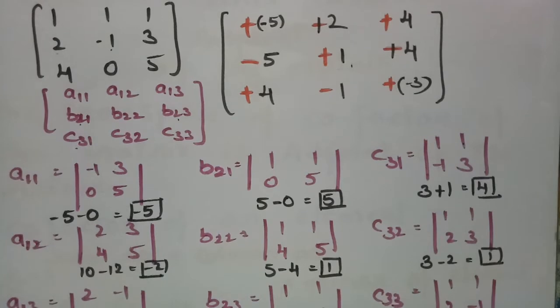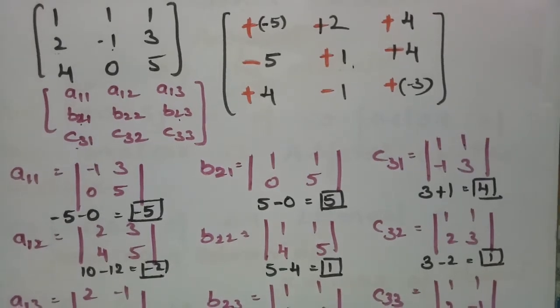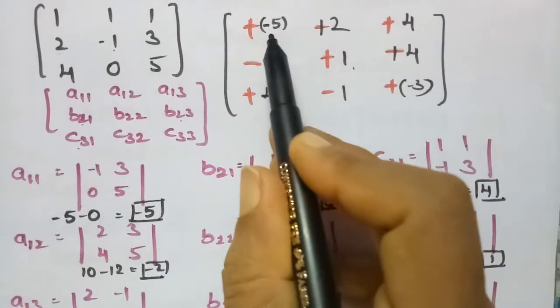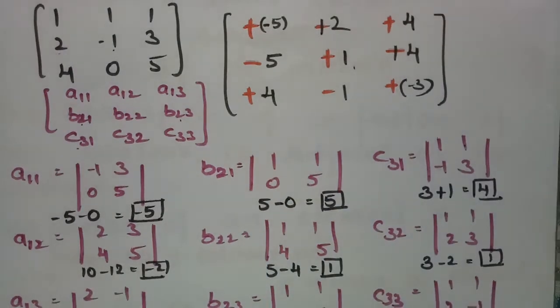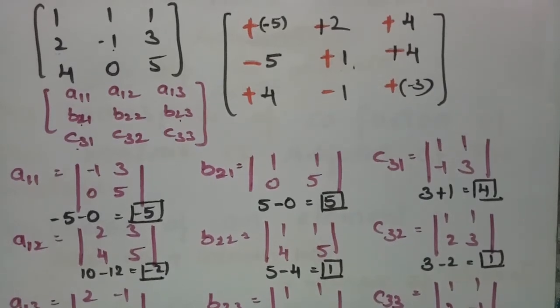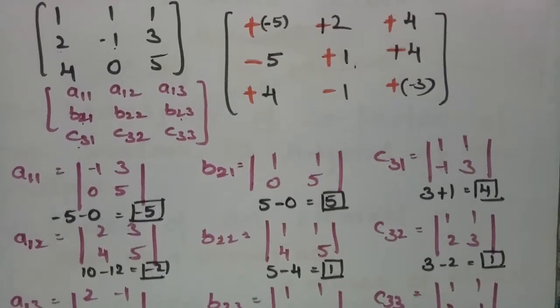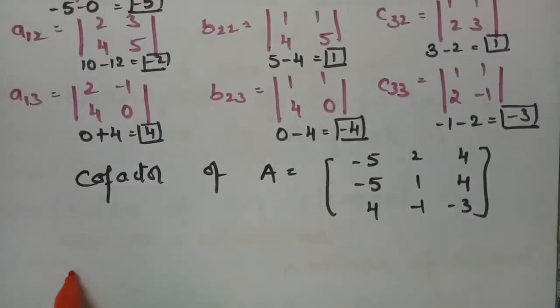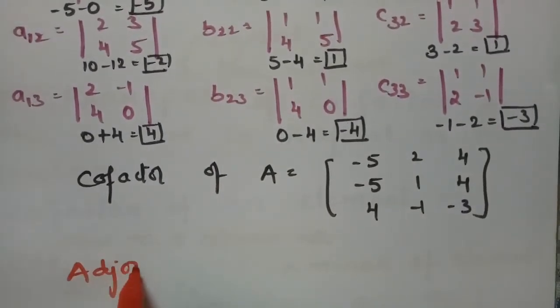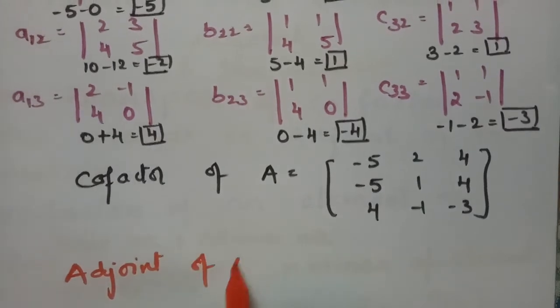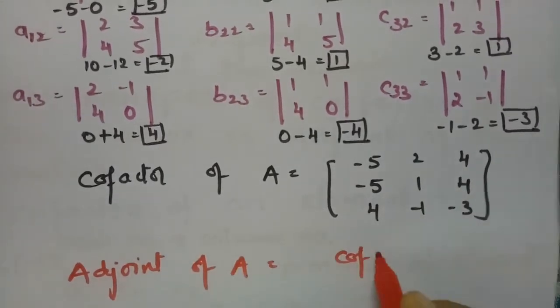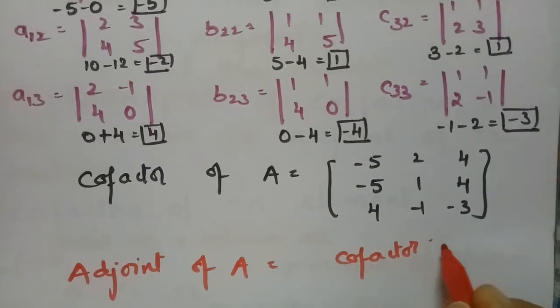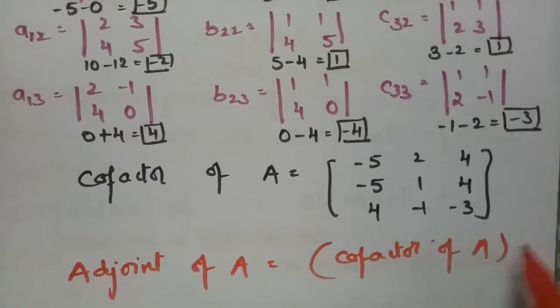So I got the cofactor of A as, see here, this is minus 5 2 4, again this is minus 5 1 4, and this is 4 minus 1 minus 3. So this is the cofactor. And after finding the cofactor, the adjoint of A is nothing but the cofactor transpose. So the cofactor of A transpose.